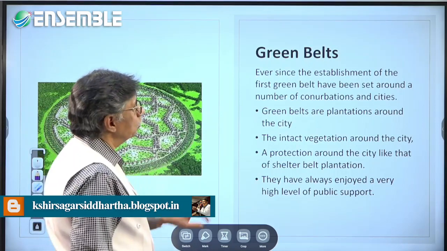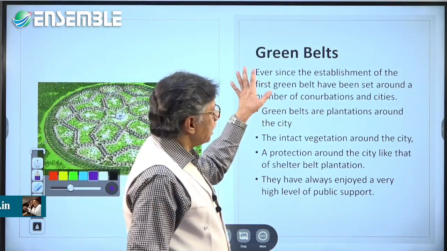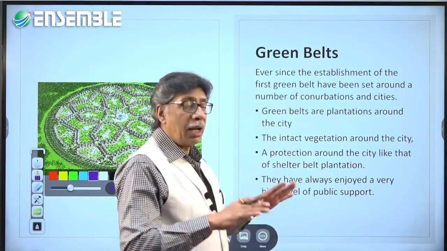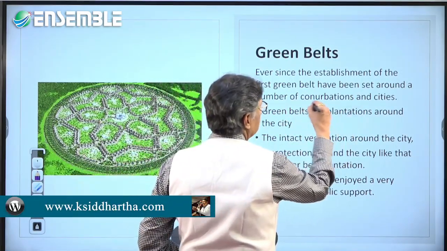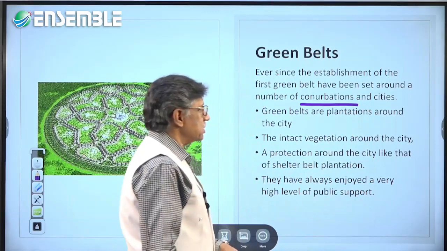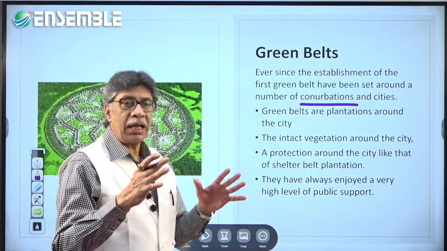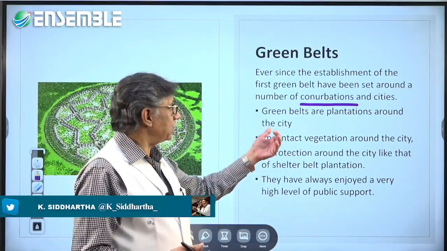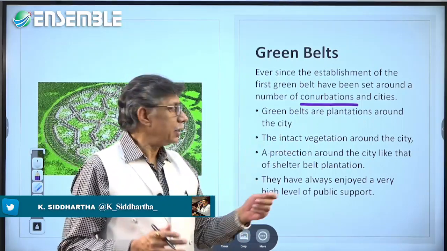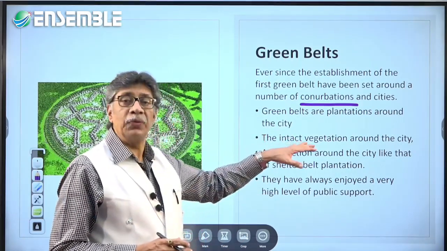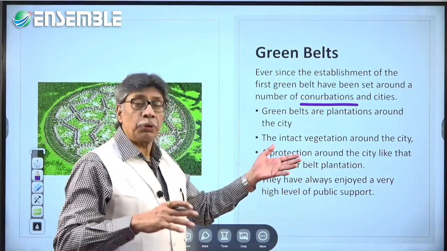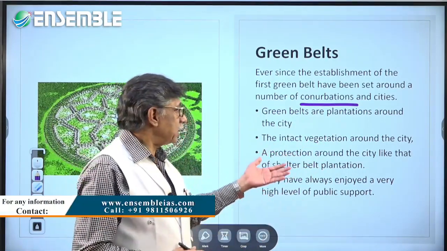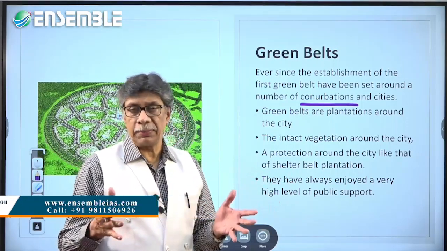The first is the establishment of the first green belt around conurbations. Conurbation is a new term we are talking about. Around conurbations and cities, there had been some type of plantations around the city. These plantations are vegetative plantations, and it's a protection around the city, like a shelter belt plantation.